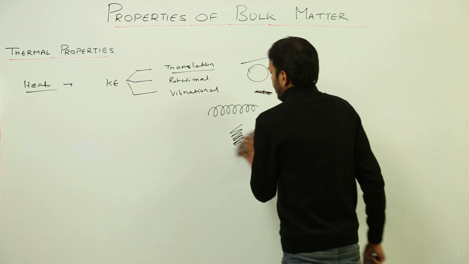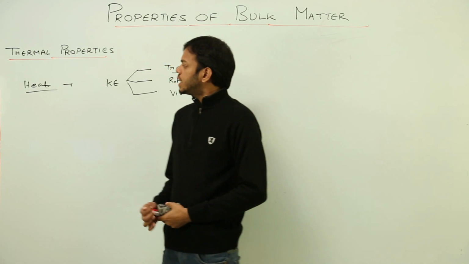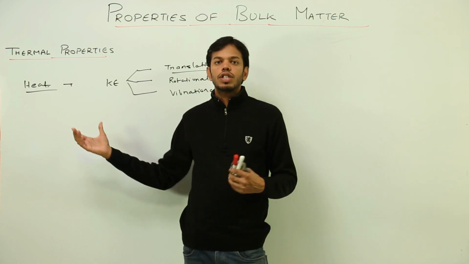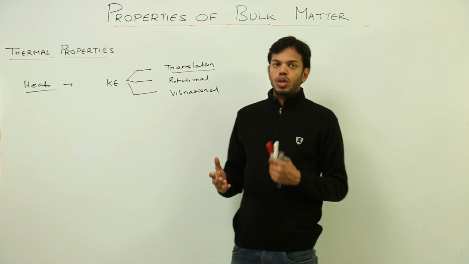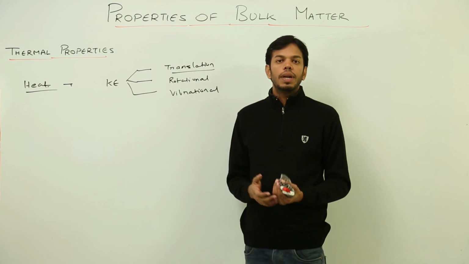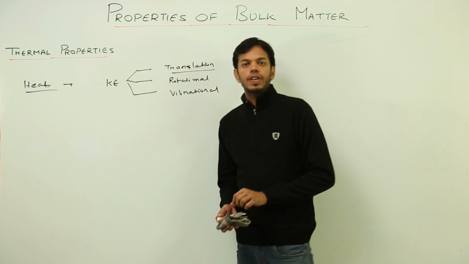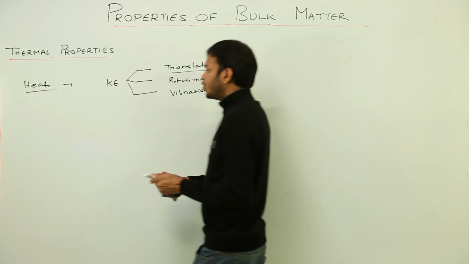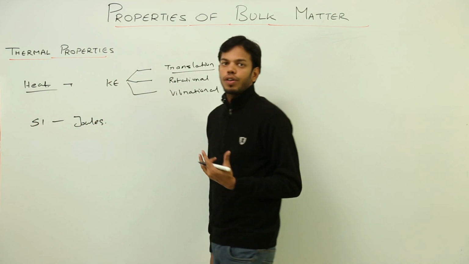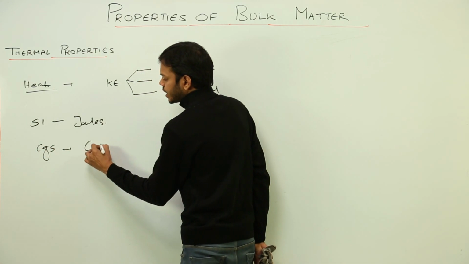So if we have to define heat now, I'll define it as the energy associated with the body, which is the total sum of kinetic energy of all the molecules undergoing translational, rotational or vibrational motion in the body, right? Now that was heat. So what is the SI unit of heat? Before I move on to the next topic, the SI unit is joules, we know that. And what is the practical unit of heat, or the CGS unit of heat? That is calorie.